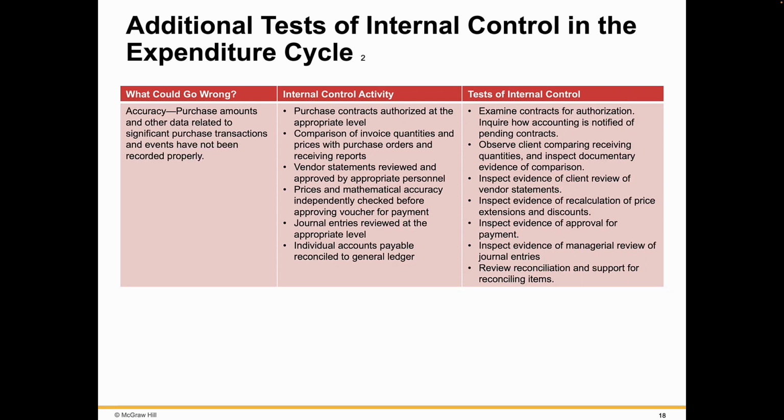And then when we're looking at accuracy, we want to make sure that we examine the contracts for authorization, possibly observe the client receiving the quantities, showing evidence of that documentation, looking at the vendor statements, and making sure that there's a recalculation of the price. Look for approval for that payment, look for managerial review of the journal entries, and maybe review the reconciling items.